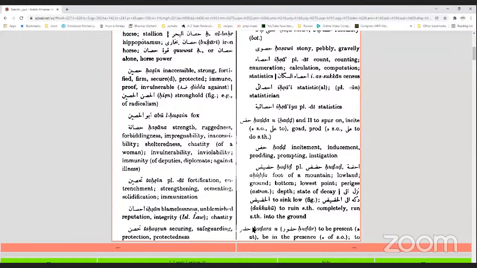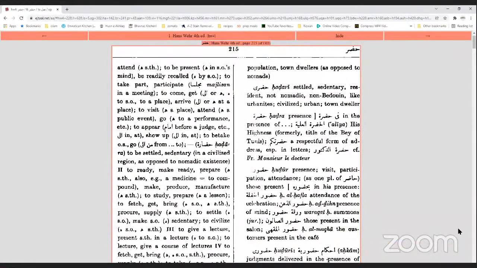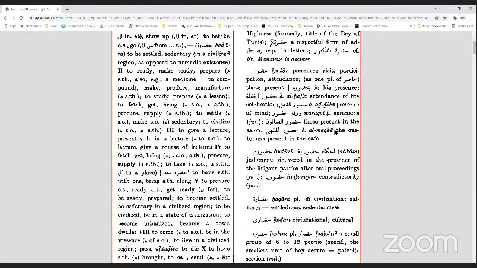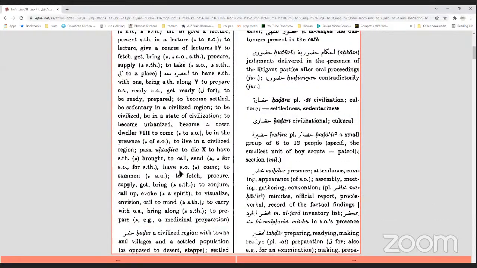Okay. So this is hadara. The hadara starts from here in the dictionary. I will go to the next page. So this is all the explanation of hadara. Now it's explaining different forms in the different abwab.